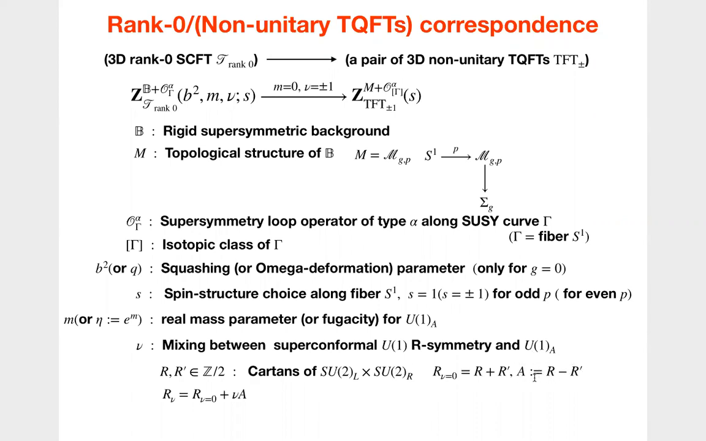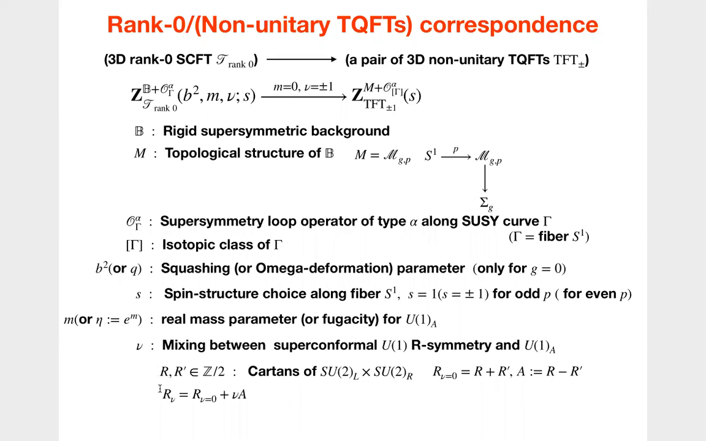Since localization is based only on the N=2 superalgebra, if there is an additional symmetry commuting with the N=2 superalgebra, then we can introduce the real mass parameters or fugacity parameters for this topological symmetry, the U(1) axial symmetry. So this partition function can generally depend on the real mass parameter for this U(1) axial symmetry, or the fugacity parameter eta over this real axial mass parameter.